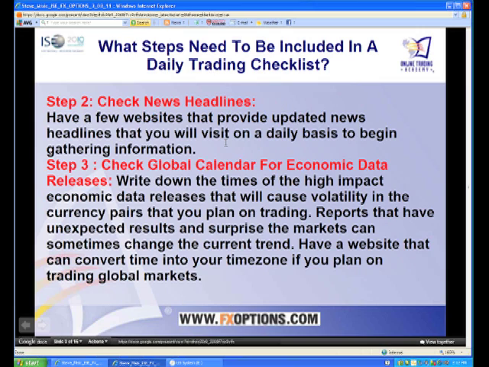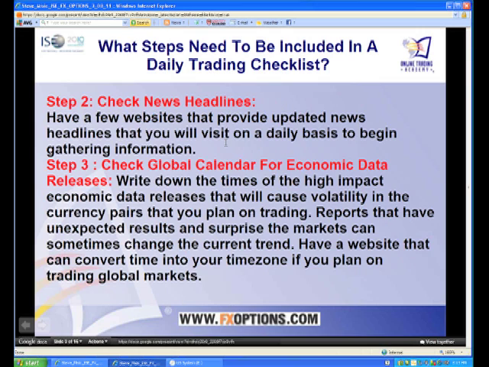Also, step 3, have a global calendar for global economic data releases. We're trading currencies. We're trading economies. We're trading economies of all the different countries in the world. And you want to know when the high-impact economic data releases that cause volatility in the currency pairs you plan on trading are going to be released. And, of course, reports that have unexpected results and surprise the markets can sometimes change the current trend. Sometimes it can continue the current trend.